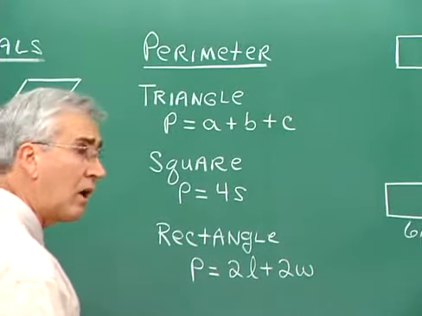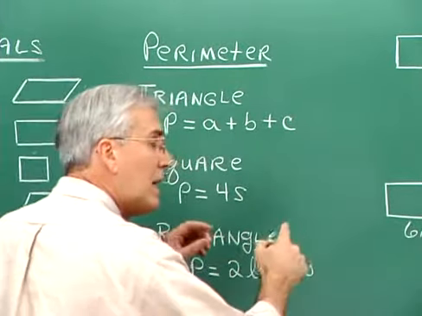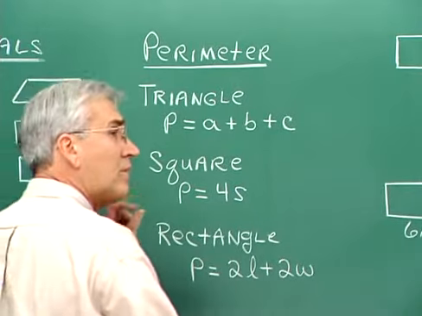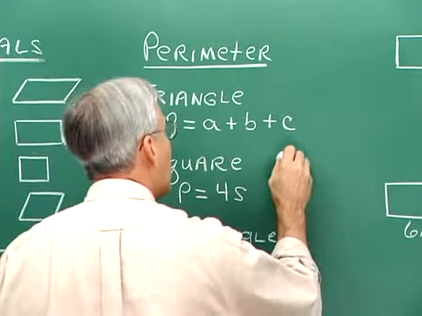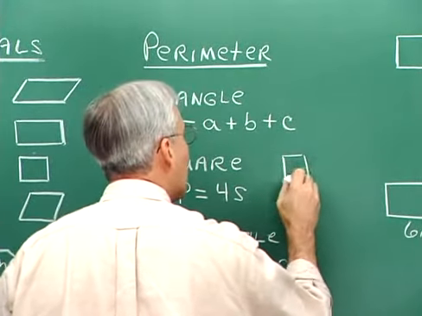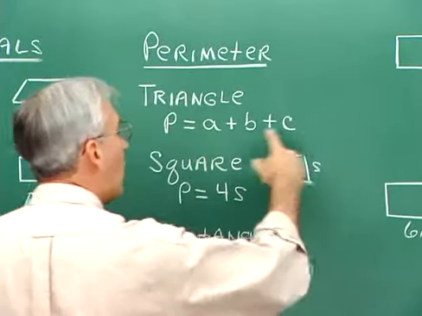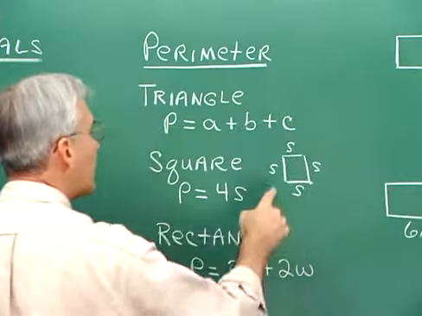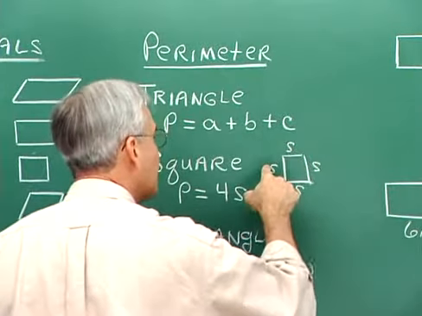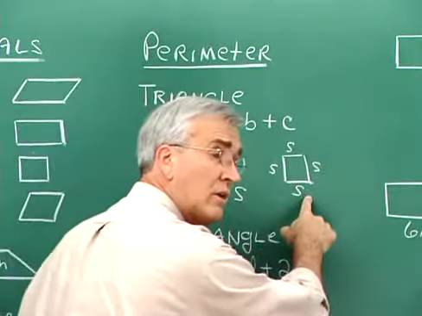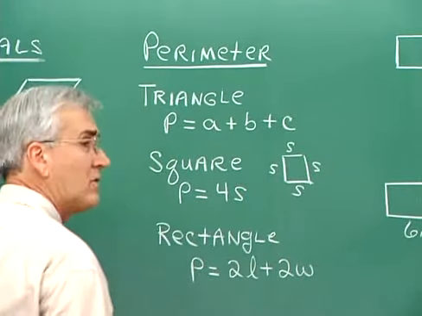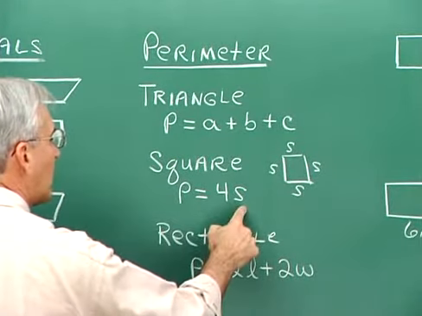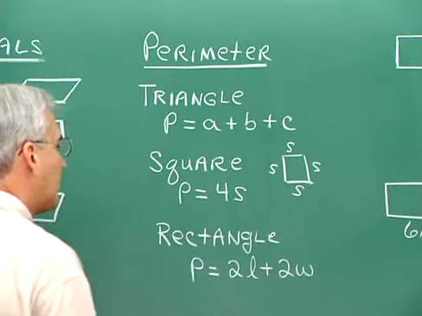Now, for a square, you're adding the sides, but all of the sides are the same length. So if we had a square like this, and this is S, then all sides are S. And I'll go ahead and label them for emphasis here, but it would be S plus S plus S plus S. Oh, that's 4S. So we could come up with this as the formula for the perimeter of a square. Perimeter is 4 times the length of a side.